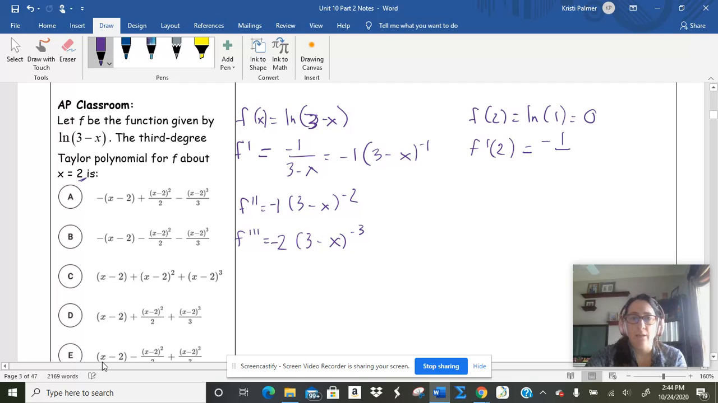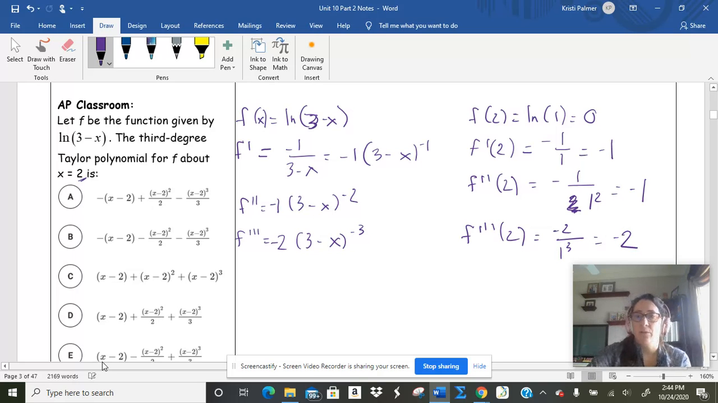Then I'm going to go ahead and think of it like this when I plug in my 2. And my second derivative, squared. And my third derivative, so then I have these coefficients.